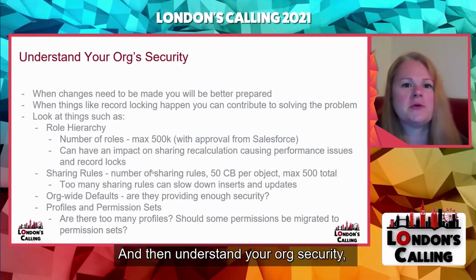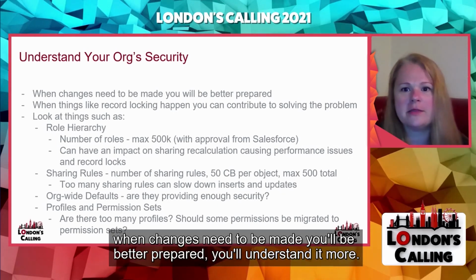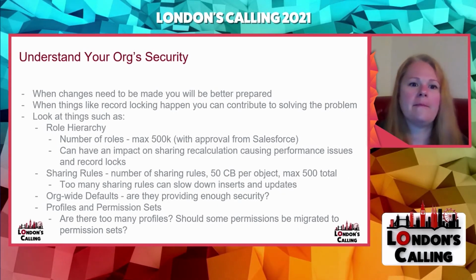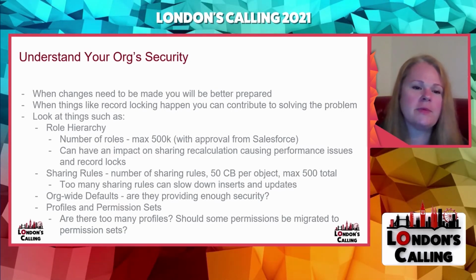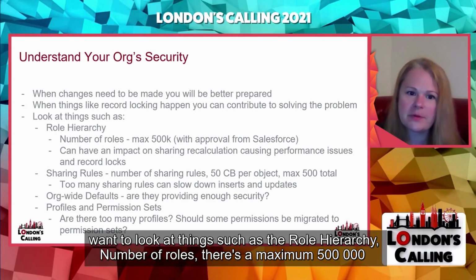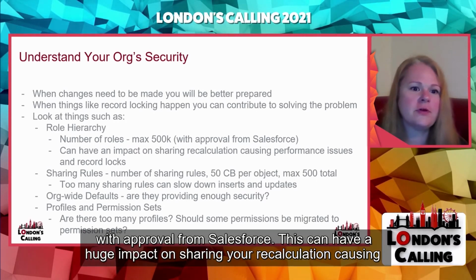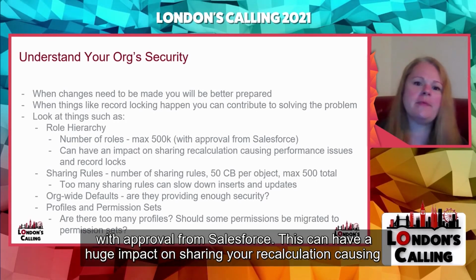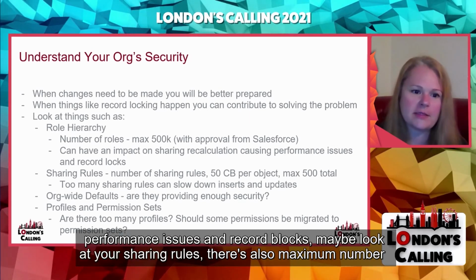And then understand your org security. When changes need to be made, you'll be better prepared. You'll understand it more. When things like record locking happen, you can contribute to solving the problems. So you might want to look at things such as the role hierarchy, number of roles. There's a maximum of 500,000 with approval from Salesforce. And this can have a huge impact on sharing recalculation, causing performance issues and record locks.